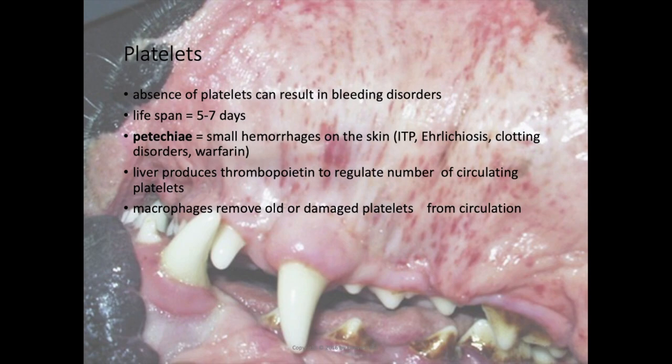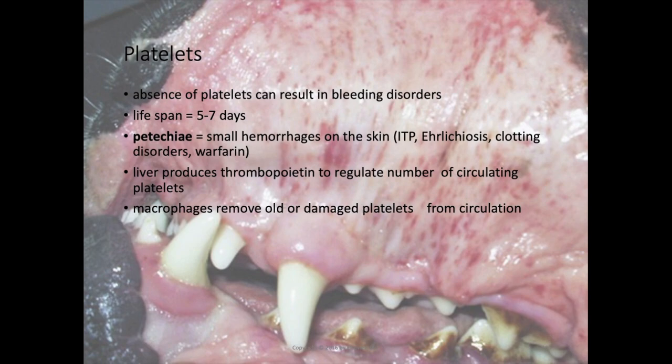The absence of platelets, of course, can result in bleeding disorders, and the lifespan of platelets is roughly 5 to 7 days. Petechia, that word there that's in bold, is the word I want to bring your attention to. It's small hemorrhages on the skin. If we look at the picture in the background, this is the inner lip, the mucous membranes inside the lip being lifted up, of a fairly large, probably old dog. I'm going to guess it's brachycephalic, looking at that set of dental chompers. So petechia, what we're looking at, is tiny little hemorrhages on the skin.